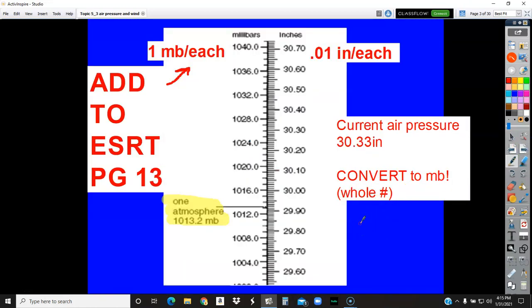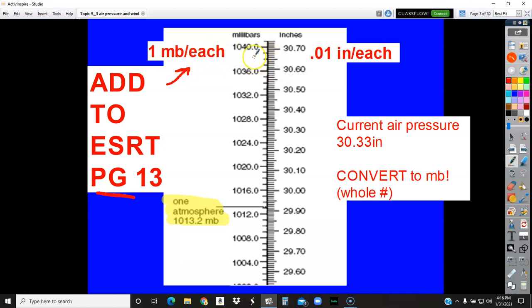This was an assignment you had to do, a worksheet last week on pressure conversions. So in your ESRT on page 13, I would definitely add this to your reference table just for future reference if you haven't done so. The left side counts by millibars. The right side counts by inches. Just be careful with the scales.